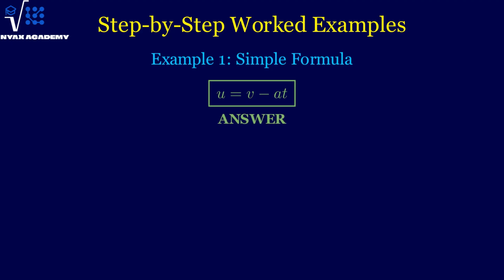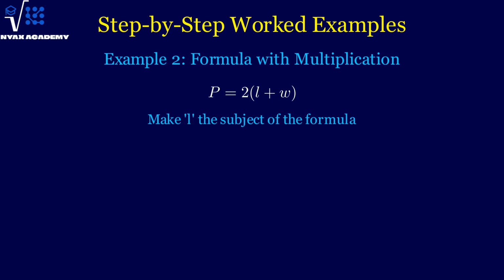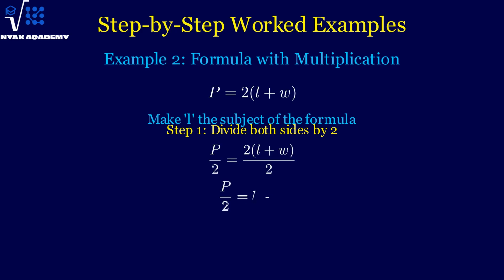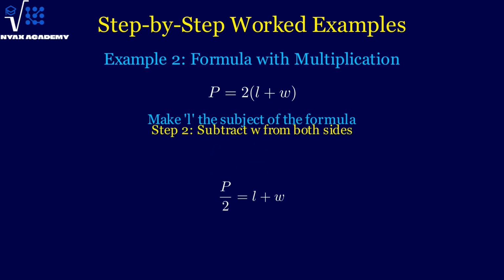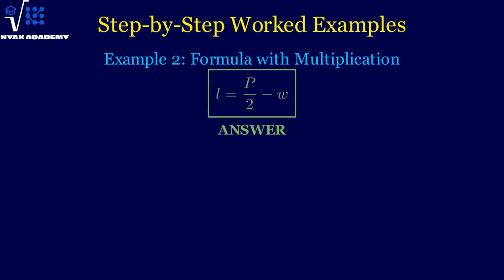Looking at another example, example 2, where we have multiplication, we're given p is equal to 2l plus w, and we need to make l the subject of the formula. First, we divide both sides by 2, resulting in p over 2, and on the right hand side the 2 cancels out, resulting in l plus w. Then we subtract w from both sides of the equation, resulting in p over 2 minus w is equal to l. We have attained the subject l, and now we move it to the left hand side, and our final answer becomes l is equal to p over 2 minus w.